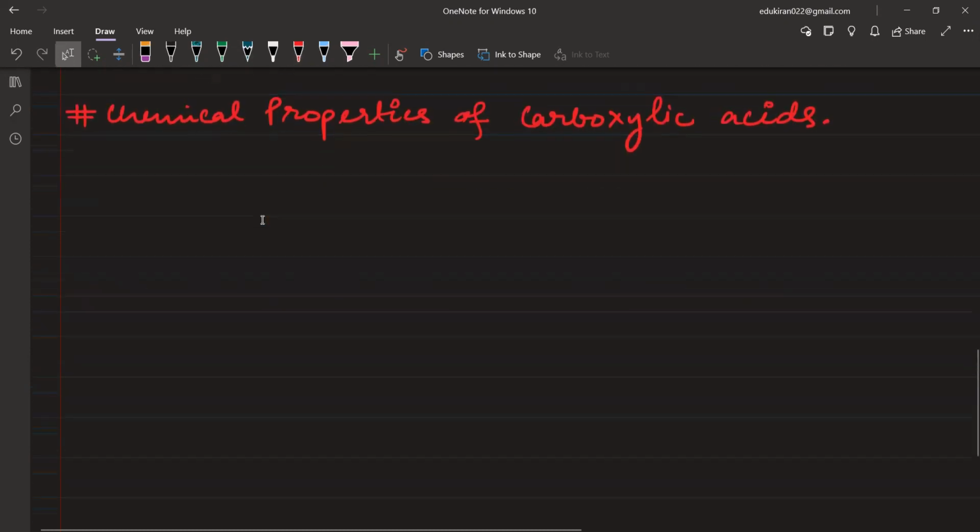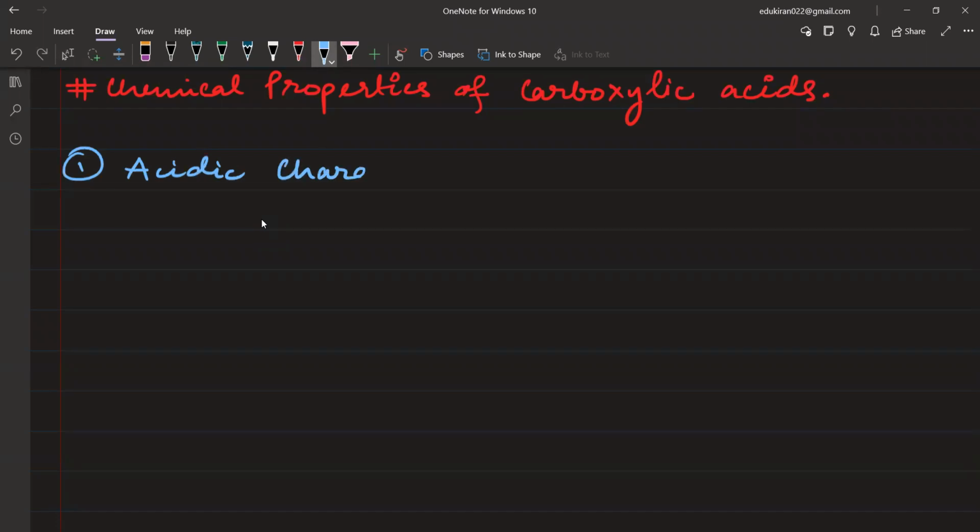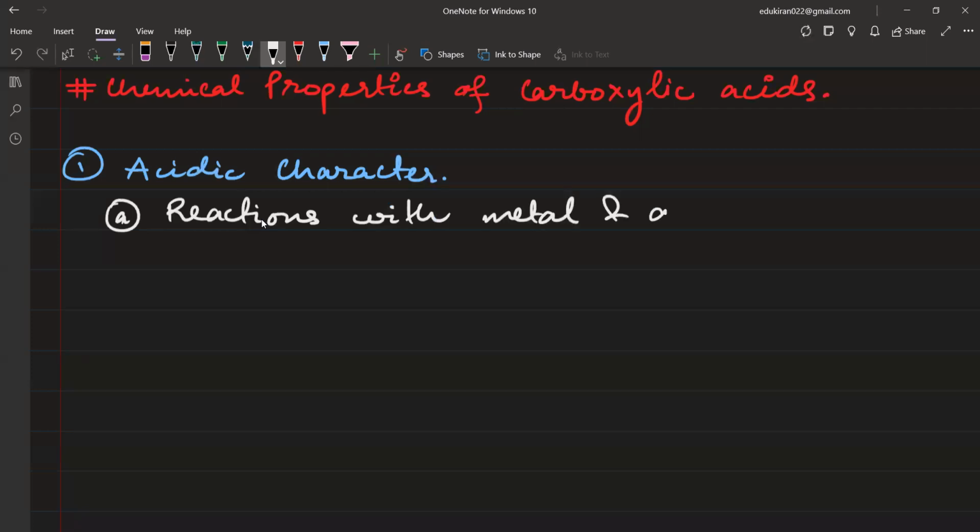In chemical properties, the first one is acidic character of carboxylic acid. Right, number 1, acidic character. Now, in terms of reactions, first of all, we'll discuss the reactions. A part in acidic character is the reactions, right? Reactions with metal and alkalis.